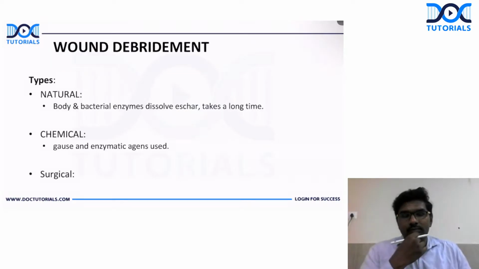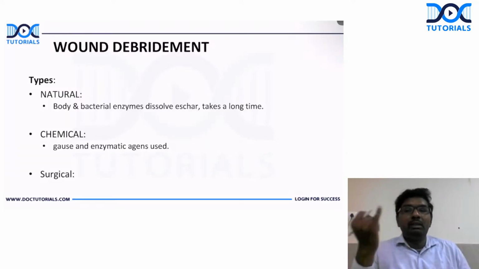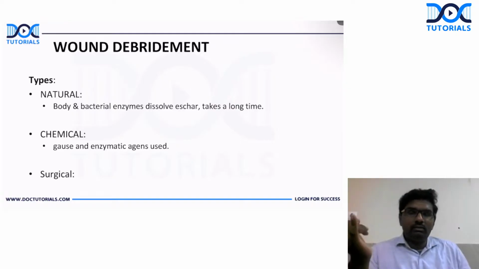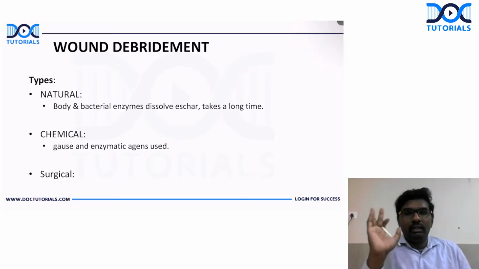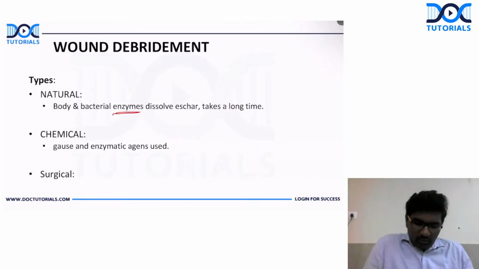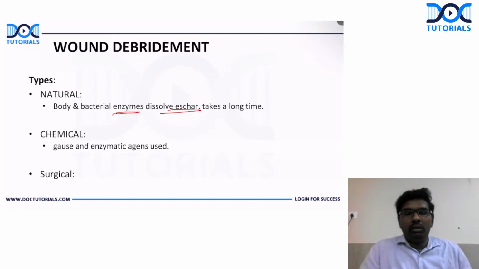So wound debridement, how to do? There can be a natural wound debridement that will occur in our body itself. Next, chemical debridement. And third is the surgical debridement. So coming to the natural debridement, the body itself will produce enzymes that will dissolve the eschars, that will dissolve the fibrotic tissue. But this will take longer time.